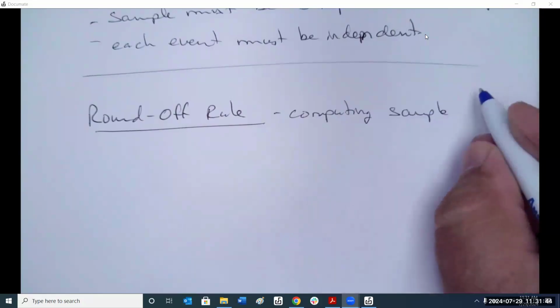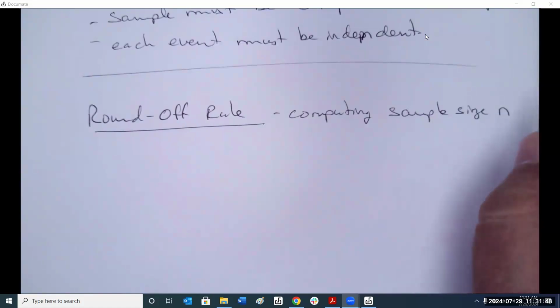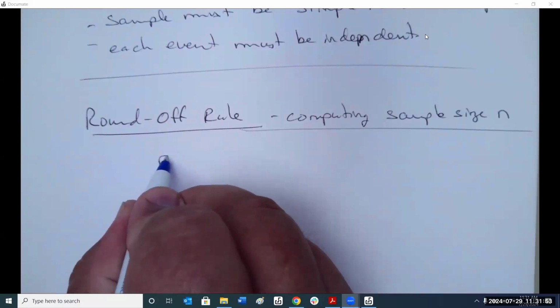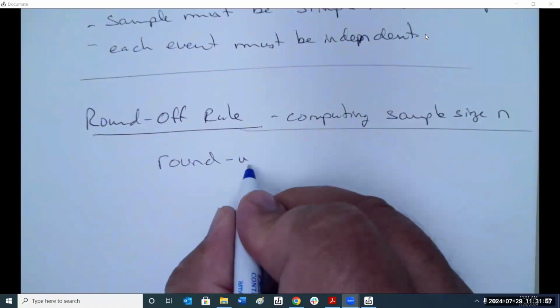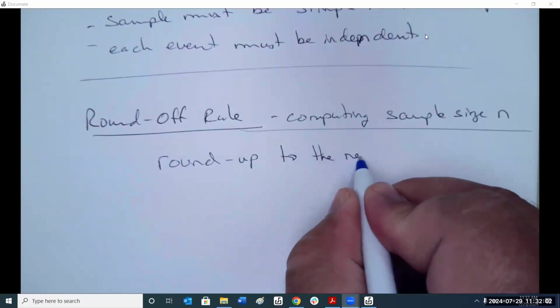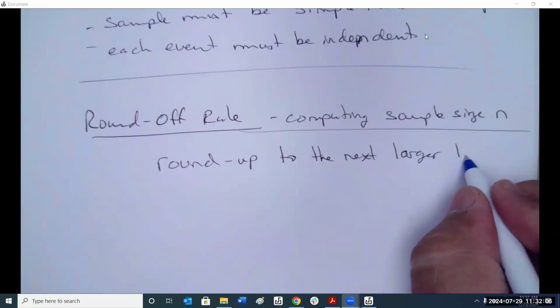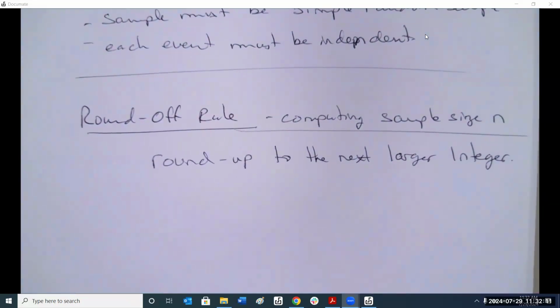So the round off rule for computing the sample size n is round up to the next larger integer. So once you do all your calculations, just round up.